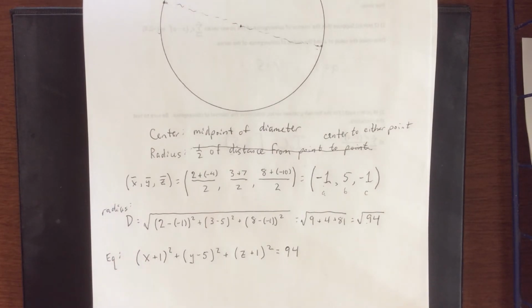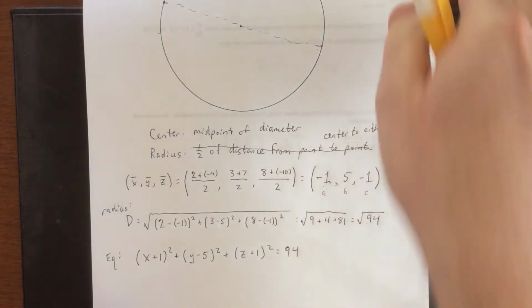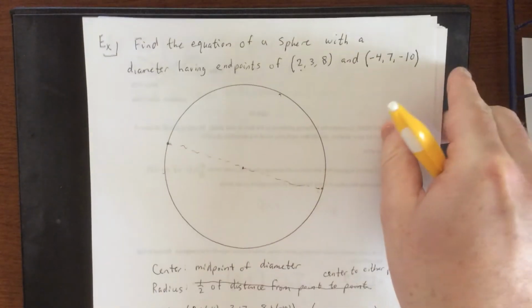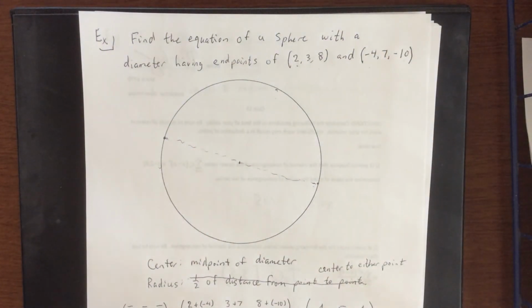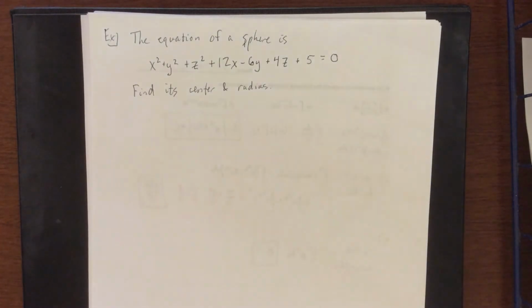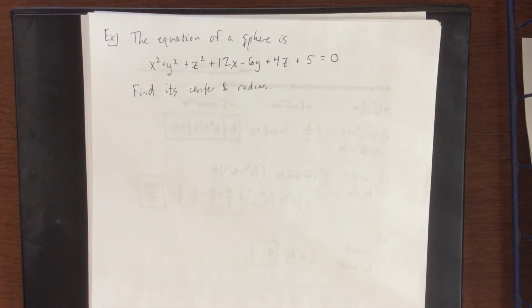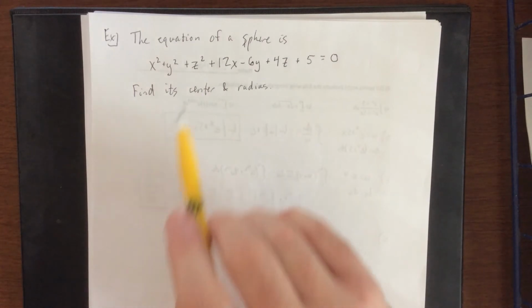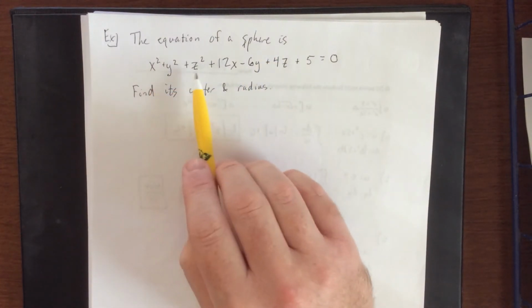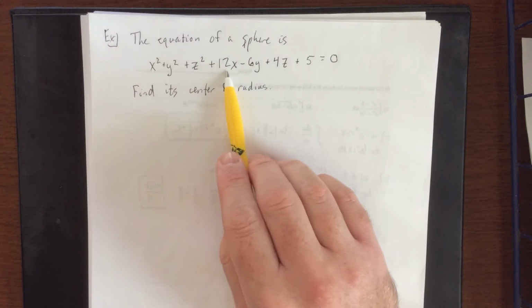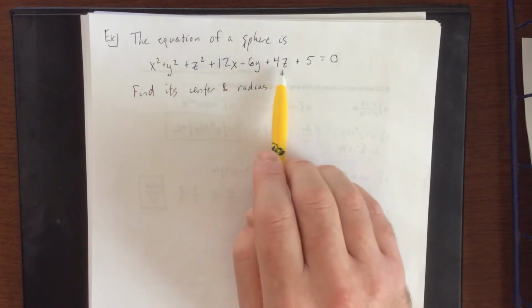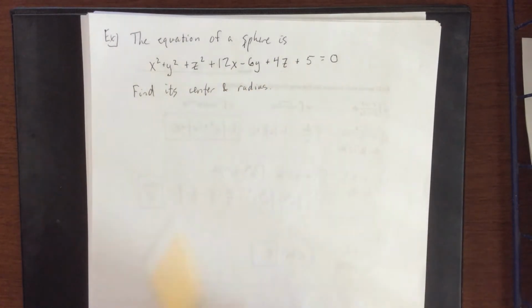Now, there is another kind of problem that you could potentially see, and that kind of problem is going to be, rather than giving you the points, I will simply give you the equation and ask you to find the other aspects of it. So with that in mind, the equation of a sphere is x squared plus y squared plus z squared plus 12x minus 6y plus 4z plus 5 is equal to 0. Find the center and radius of the sphere.